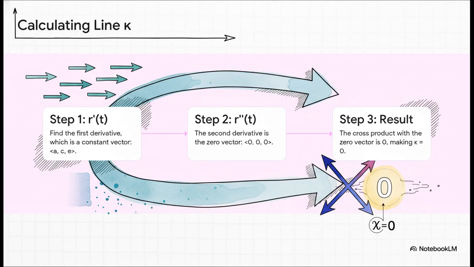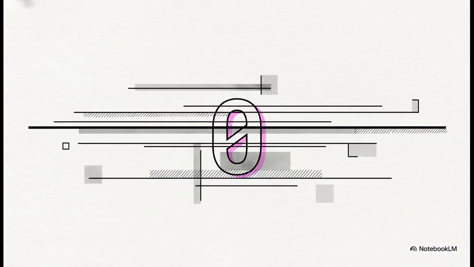So when we plug that into our formula in step 3, that cross product in the numerator just becomes 0. And, well, 0 divided by anything is just 0. And there it is. The math perfectly confirms what we already knew in our heads. The curvature of a straight line is exactly 0. No bend, no curvature. Simple.